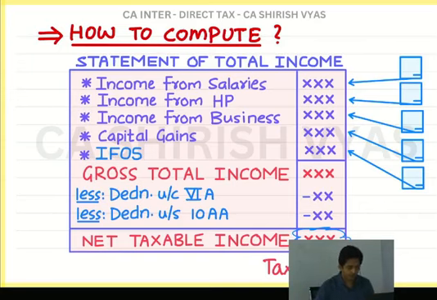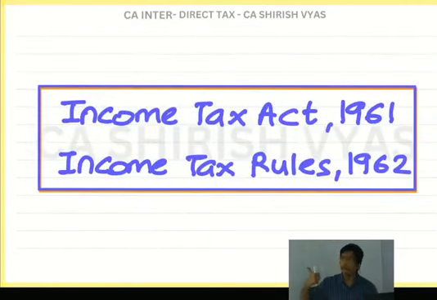Okay. Now, as I said, these are 5 heads of income, and for each income we have to prepare a statement. Now to prepare a statement there are certain rules. You will be learning the rules from me. But who makes the rules for preparing the statement? Government. And these rules are written in Income Tax Act 1961, Income Tax Rules 1962. There are 2 fat books. One book is called Income Tax Act 1961, other is called Income Tax Rules 1962.